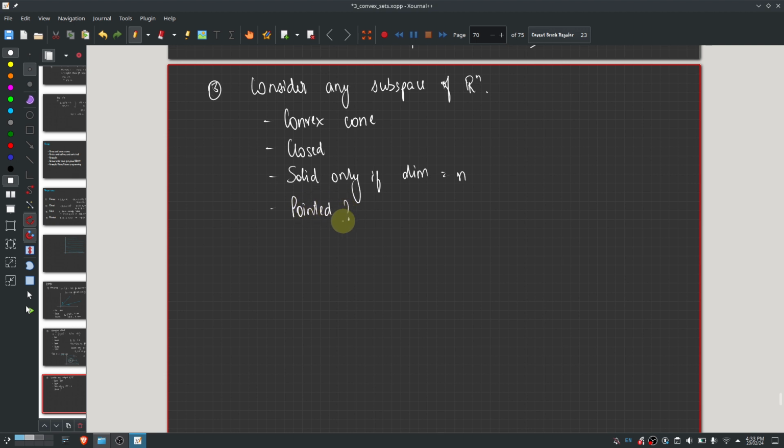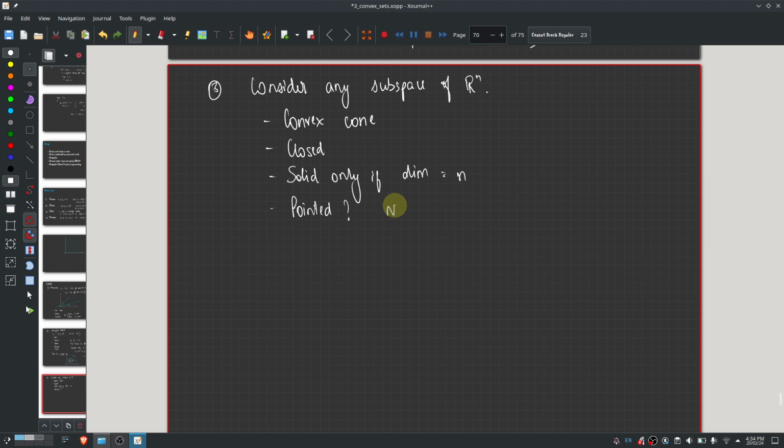Is it pointed? Is it possible to find some non-zero vector x for which both x and minus x belong to the cone? Yes, right? In fact, take any non-zero vector in the subspace, minus x has to belong to the subspace by definition, because the additive inverse must exist, right? So it cannot be pointed, unless of course it is the trivial subspace containing only the zero vector, right?